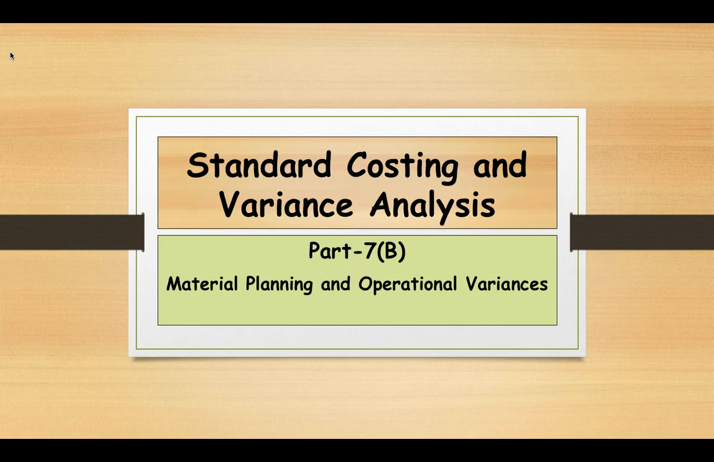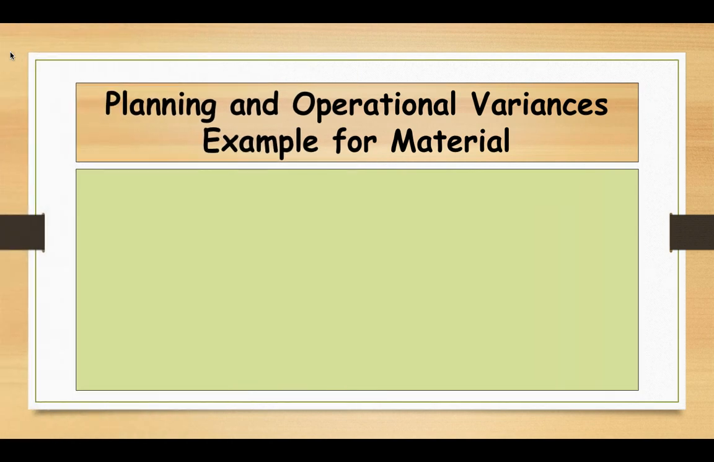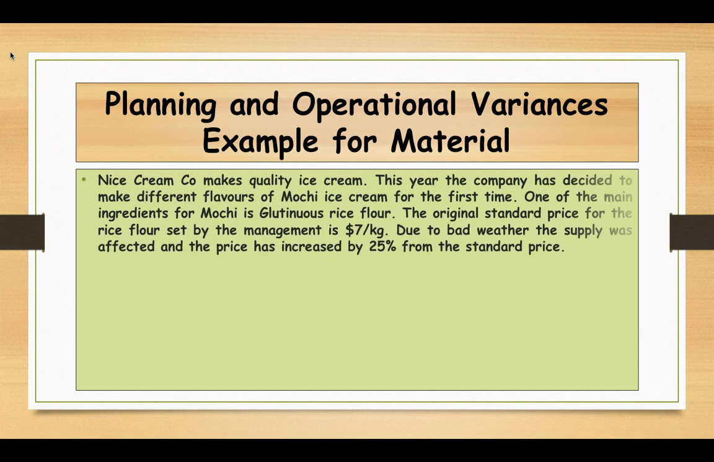Here we are going to use a numerical example for the material planning and operational variances. Okay, here we are going to calculate the material planning and operational variances using this example. Nice Cream Company makes quality ice cream. This year, the company has decided to make different flavors of mochi ice cream for the first time. One of the main ingredients for mochi is glutinous rice flour.